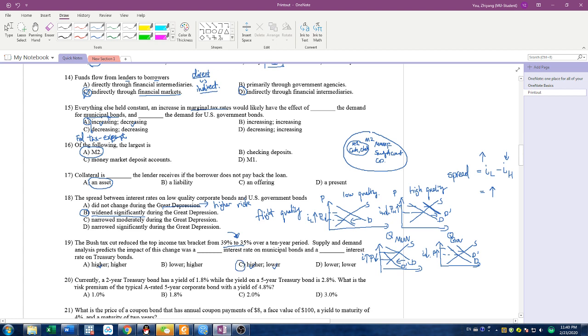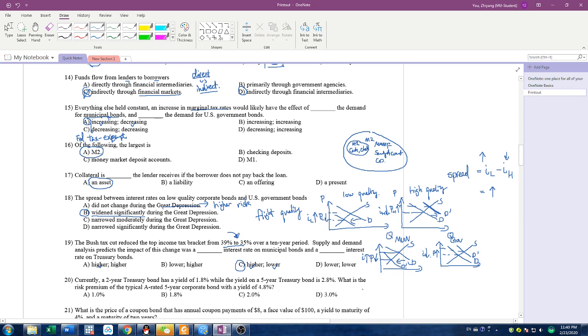And question 20, the last one for today. Currently, a 2-year treasury bond has a yield of 1.8%, while the yield on a 5-year treasury bond is 2.8%. What is the risk premium of the typical A-rated 5-year corporate bond with a yield of 4.8%?